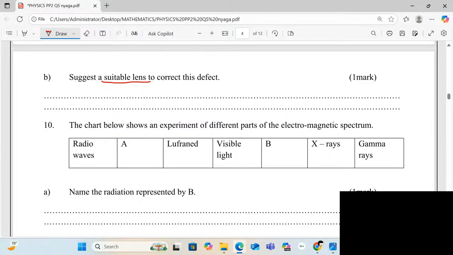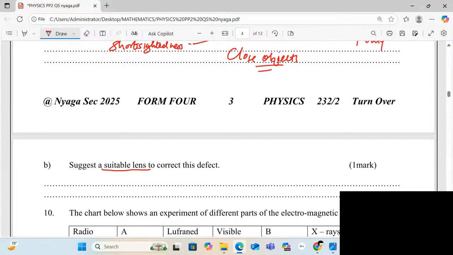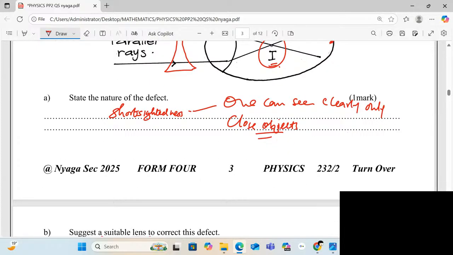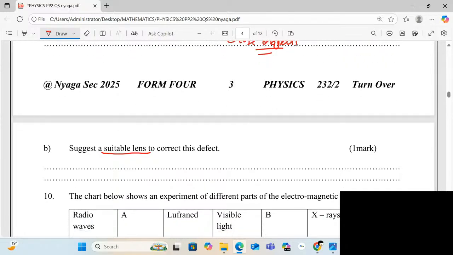Then, if we diverge these rays more, if we apply a diverging lens like this, then we'll be able to diverge the light rays somewhere here, and then we'll be able to focus our image at the retina. So we go for a diverging lens or a concave lens.